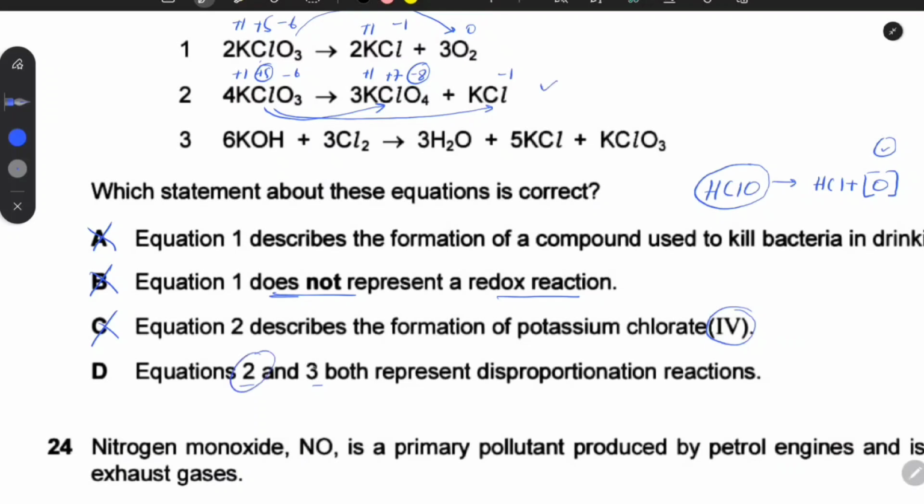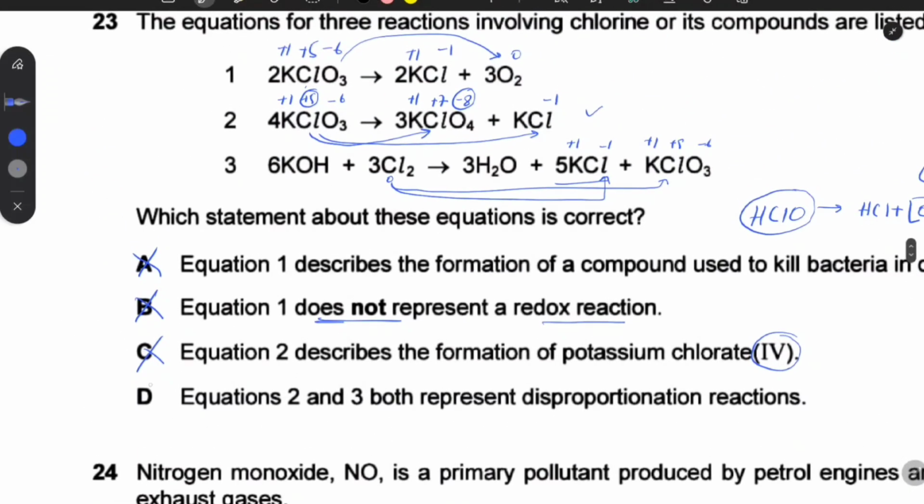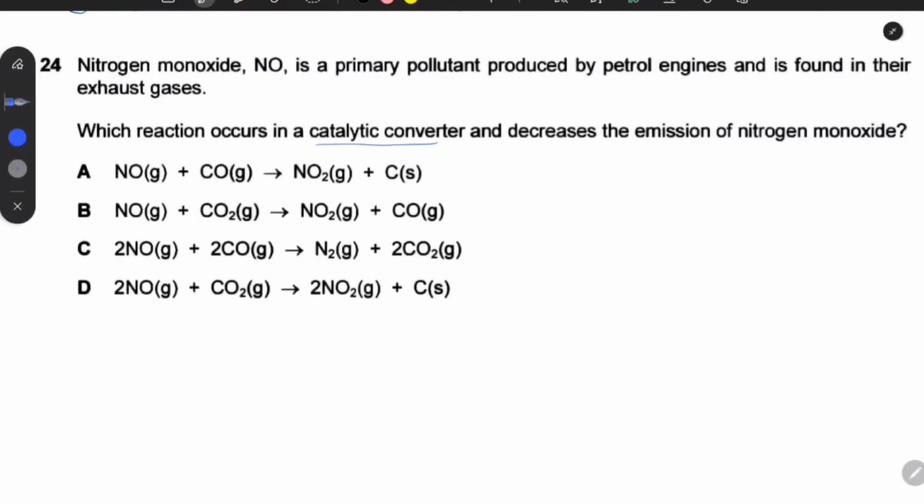So this is confirmed. Then equation 3, where chlorine has 0 charge because it is in its elemental form, so there is no charge in elemental form, and chlorine has -1 charge in potassium chloride, and +5 charge in potassium chlorate. So from 0 to +5 and 0 to -1, it means that chlorine is oxidized and reduced in equation 3 as well. So option D, where they were saying that equations 2 and 3 both represent the disproportionation reaction, is the correct option.